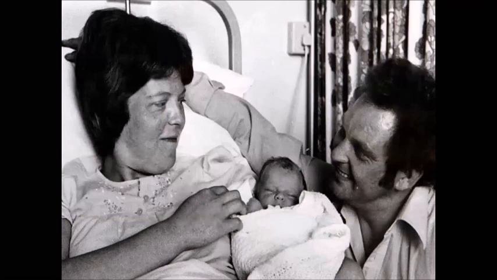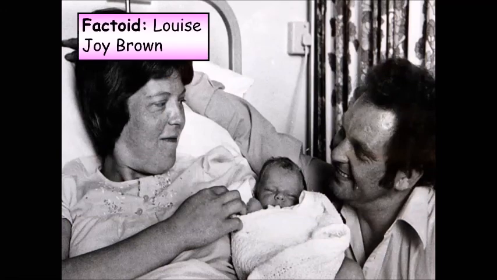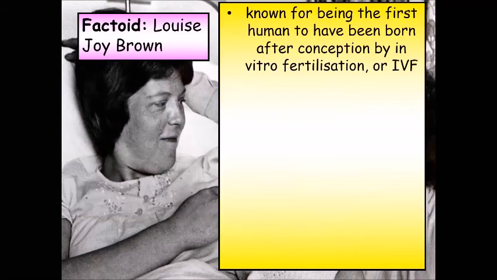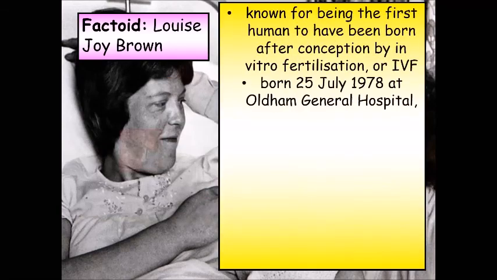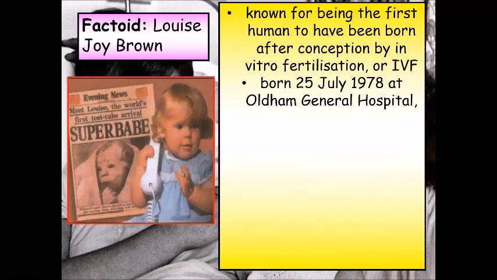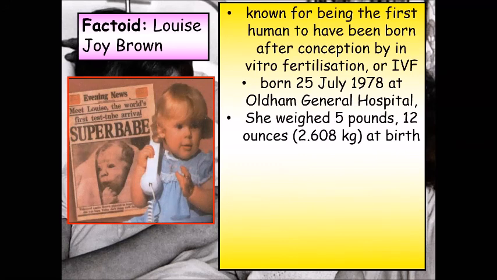So, final factoid is about the first test tube baby. It was Louise Brown. She was born in 1978, and she made front page news at the time because it was such cutting edge technology. It was the first time anything like this had ever happened. The first time an egg had been fertilized outside the body and then implanted back into the body. So it was quite a miracle birth in some ways.